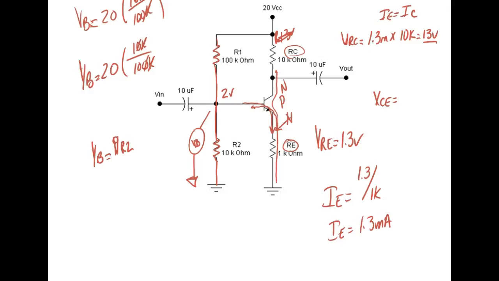So what's voltage collector to emitter? That's going to be equal to 20 minus 13 minus 1.3. So voltage collector to emitter would be equal to what? Have I lost anybody? I mean, this is just DC. But this is an amplifier. So what's our voltage collector to emitter?